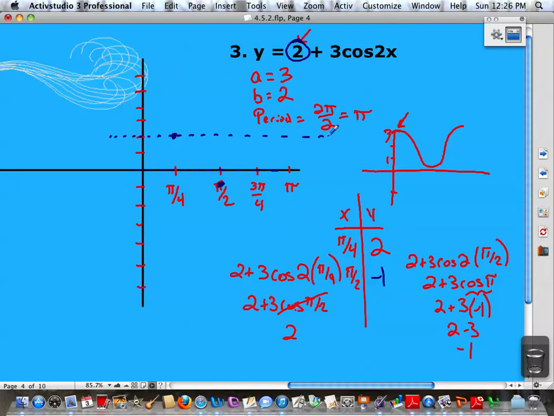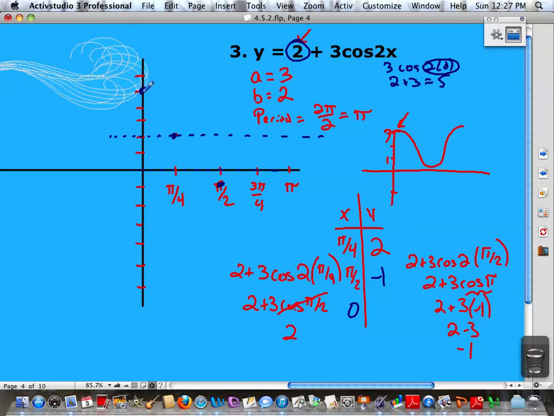So if I were to put in 0, let's see what happens at 0. Okay, well, 3 cosine of 2 times 0. Well, the cosine of this would be 0. So that's going to be 2 plus 3, which is 5.